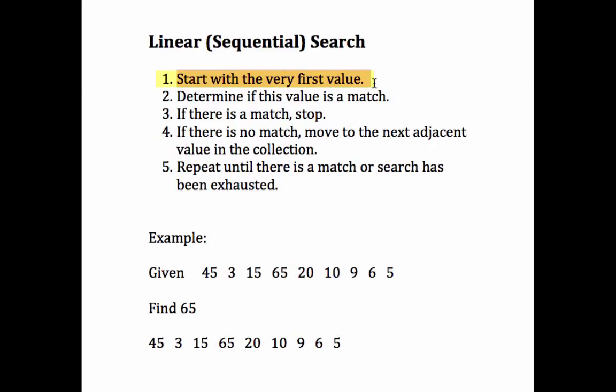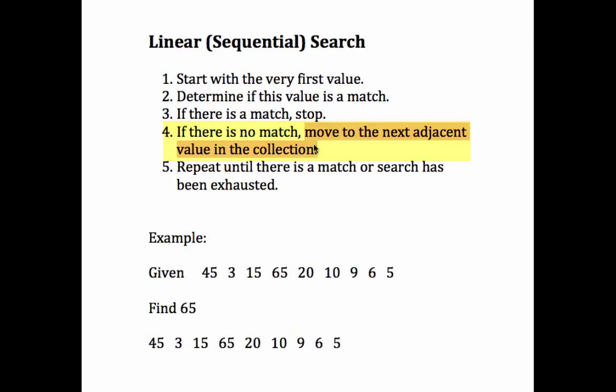Again, you start with the very first value. You determine if that value is a match. There are two possible outcomes. It is a match, in which case we're done. You found your wallet. No need to keep searching. But most likely, you're not going to find a match the very first time that you compare the two values. So it is likely that there is not going to be any match.